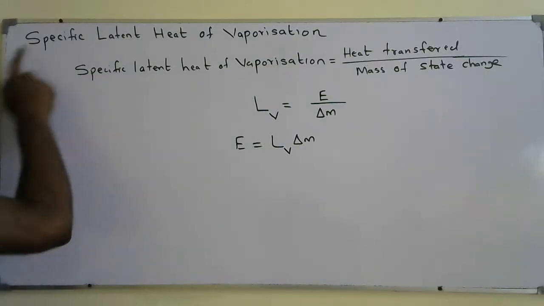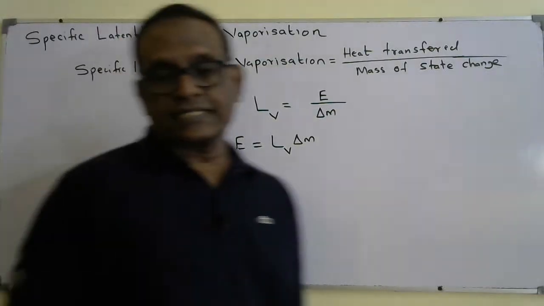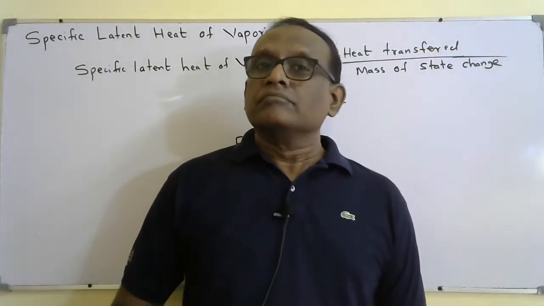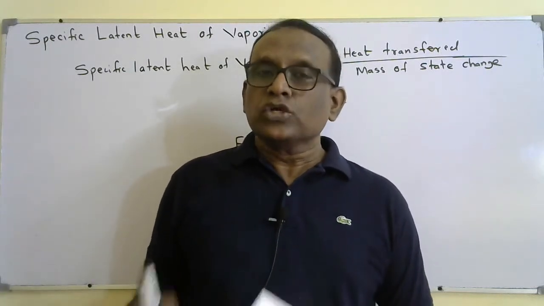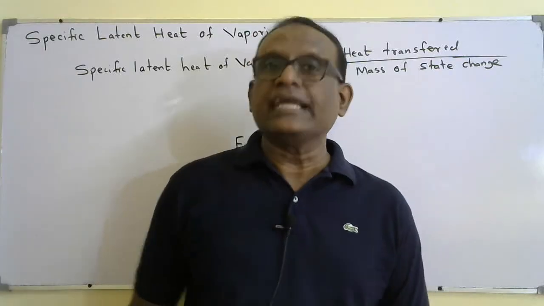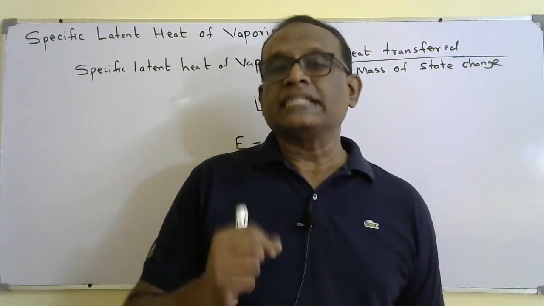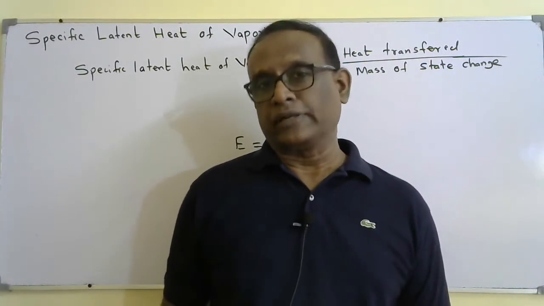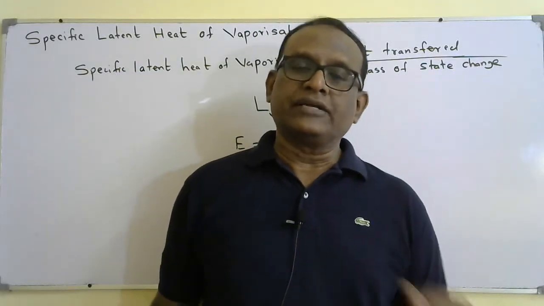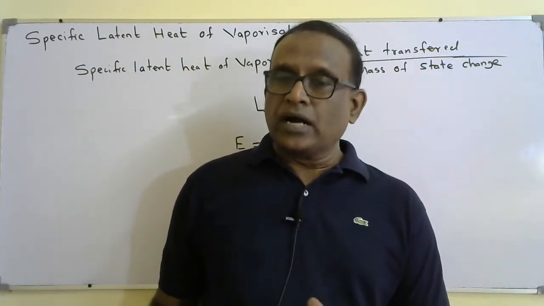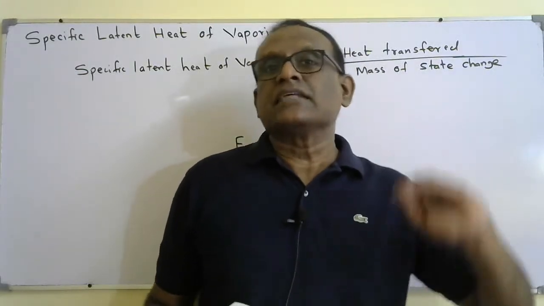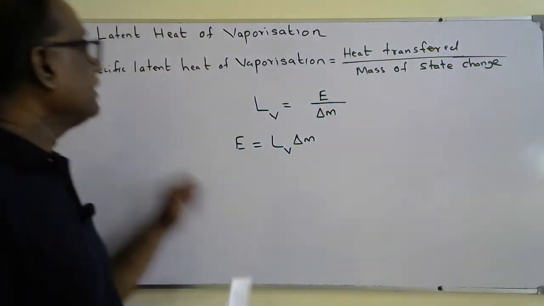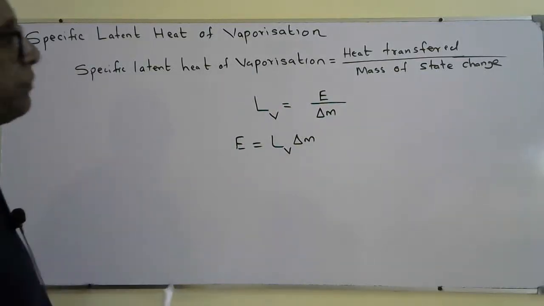Okay, so next thing is specific latent heat of vaporization. What does it mean? It is the minimum amount of heat required to convert a unit mass of liquid into vapor at its boiling point. The word boiling point must be there. The minimum amount of heat required to convert a unit mass of liquid into vapor at its boiling point is defined or called specific latent heat of vaporization.